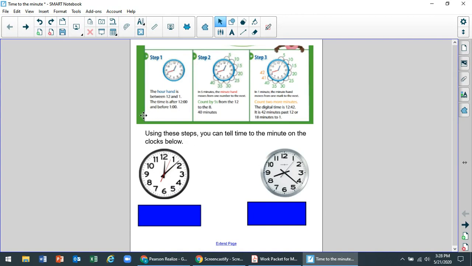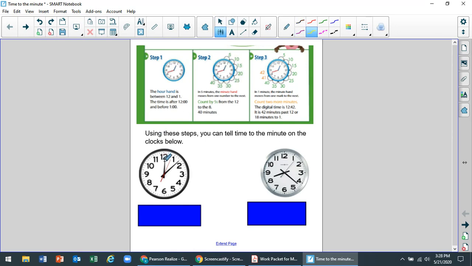Now we'll take the information that we've been given and we will look at it here and use those steps so you can tell time to the minute on each of these clocks. So using their strategy, look for our hour hand, which I will get my pen.